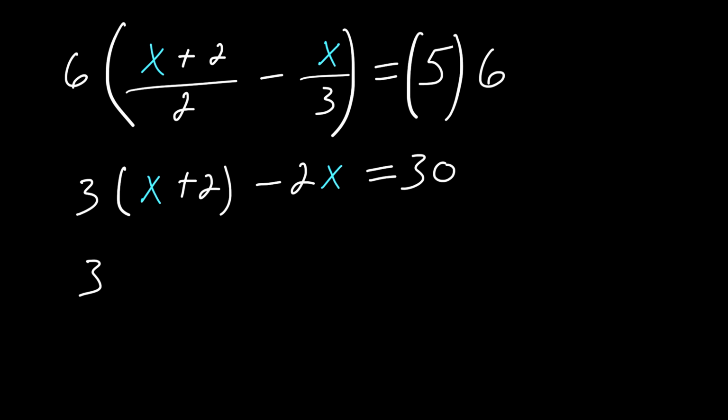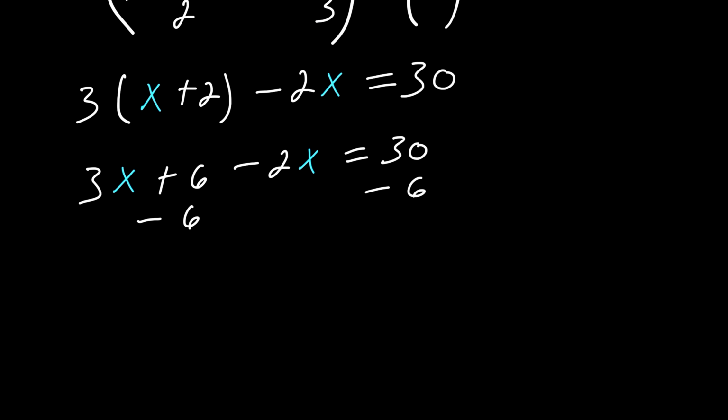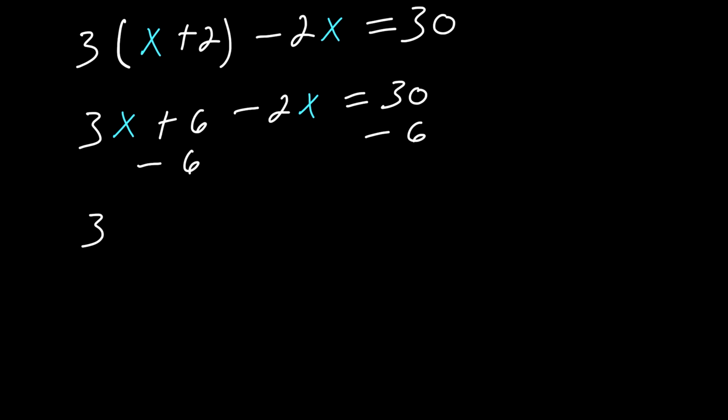This is going to be 3x plus 6, and I'm just using the distributive property, minus 2x equals 30. Alright, so let's get rid of some of these numbers. So I'm going to go minus 6 over here, minus 6. And I can rewrite this as 3x minus 2x, which is very easy to clear, but I'll do that in the next step, equals 24. Okay, now what is 3x minus 2x? That is just going to be x. So we have x equals 24.